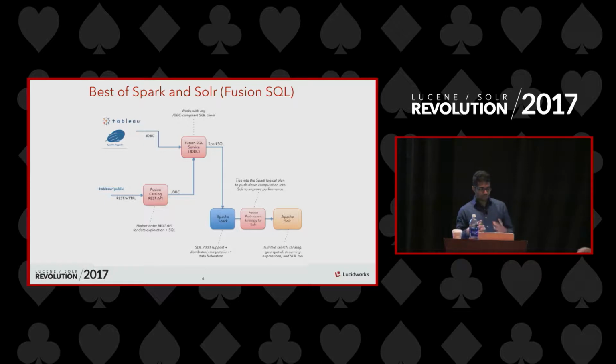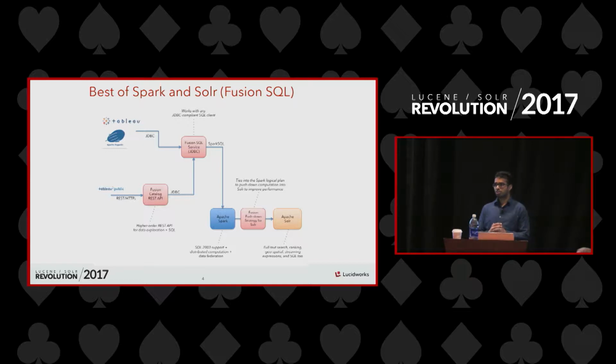Fusion SQL is sitting on top of Apache Solr and Spark. It is getting the best of both worlds, and in the middle, it is adding optimizations to both of these. These optimizations get us the best value from both engines. We'll get deep into what the optimizations are and examples of them.